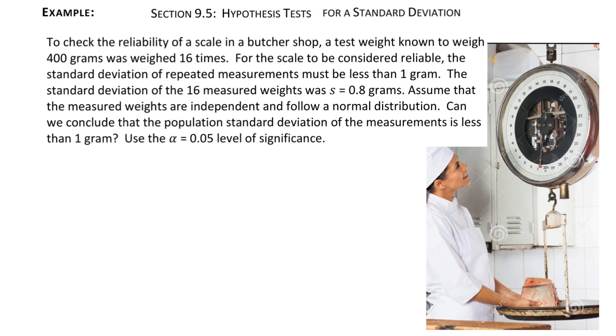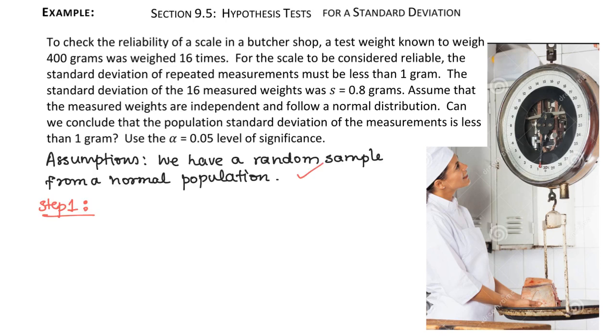First, check the assumption. We have a random sample from a normal population, so the assumptions are satisfied. Now state the null and alternate hypotheses. We are interested in determining whether the standard deviation is less than 1 gram. That means the alternate hypothesis will be sigma less than 1, so the null hypothesis will be sigma equal to 1. Now step 2, choose the significance level. It is given in the question.